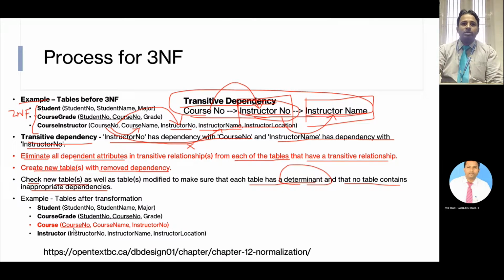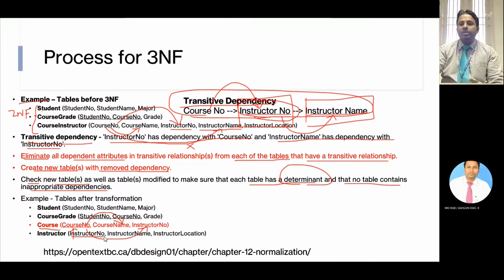So when you observe course, it is a newly formed table. Earlier we had student, course grade, and course instructor. Now we divided that course instructor into two different tables, course as well as instructor. So course is the newly obtained table. Here, if you look at course, course number is determining course name. Course number is determining, or identifying, the instructor number. So course number is a determinant; course name and instructor number are dependent.